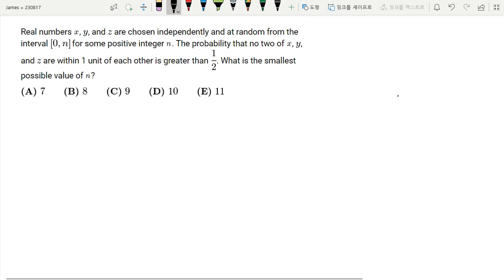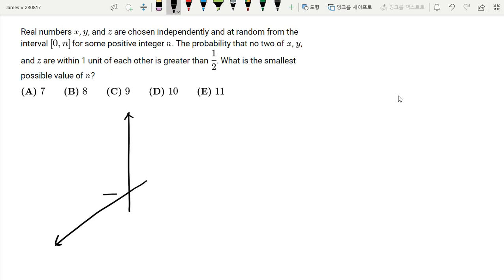Okay, so this problem, we wanna find the probability. So if we make this three-dimensional coordinate, let's assume that the x is greatest and z is smallest.